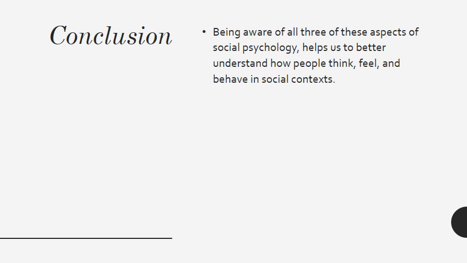Whether we are aware of it or not, we are constantly comparing ourselves to others through social comparisons. These comparisons shape our judgments and actions. Our self-esteem also impacts our interactions with others. How we view ourselves can determine whether we behave selfishly or altruistically when associating with other people. How we attribute why we or others are behaving in a certain way gives insight to all of our past and future social exchanges. Being aware of all three of these aspects of social psychology helps us to better understand how people think, feel, and behave in social contexts.